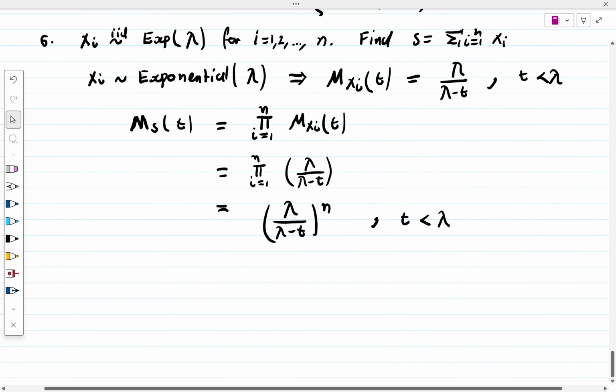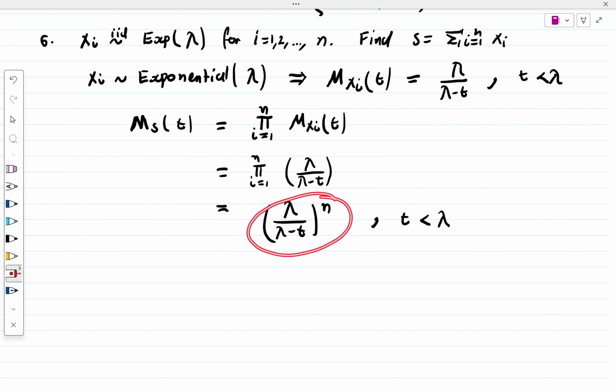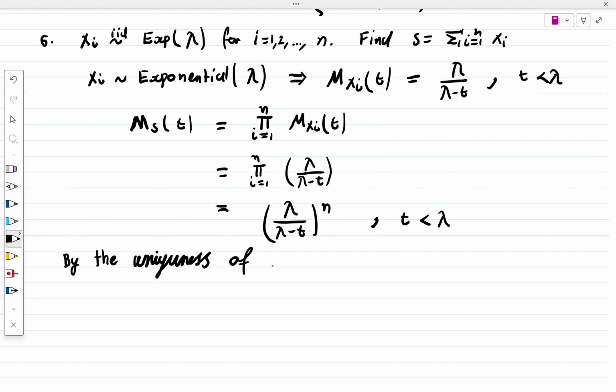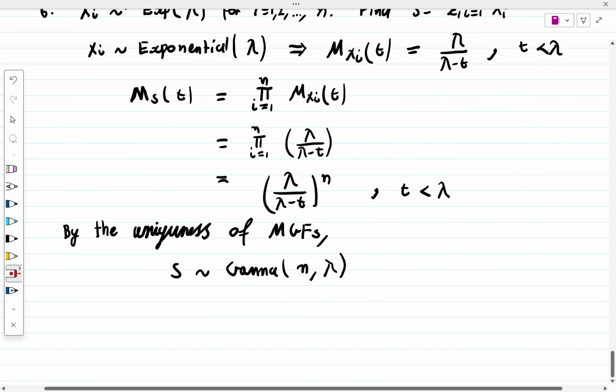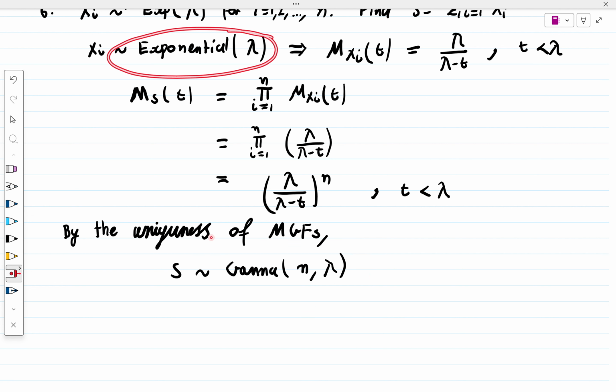Now, we actually recognize the moment generating function of this particular distribution too. This is the moment generating function of a gamma distribution. And by the uniqueness of MGFs, S must follow a gamma random variable with parameters n and lambda. And it follows from this that the sum of exponentials is a gamma distribution.